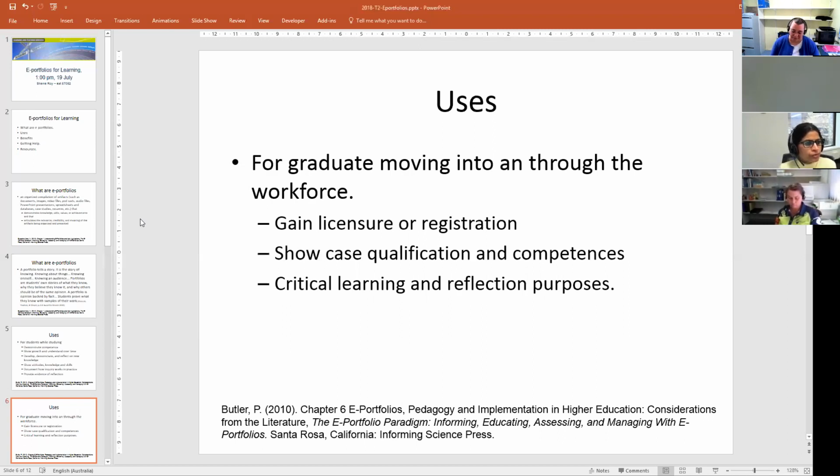So just because we finished university and we've got our piece of paper doesn't mean to say that we stop learning or we stop reflecting on what we're doing and where we're going and those sorts of things. So a portfolio after you graduate is helpful for maintaining that spot where you can keep reflecting on your life and your career and whatever else.